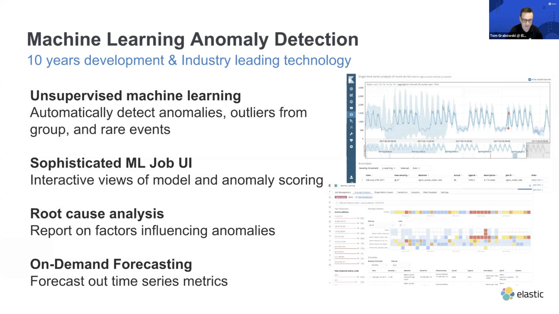This is something that the machine learning team at Elastic has been working on for 10 years now. It actually was a separate company that joined forces with Elastic about 4 years ago, and they have been building a time series model of your typical logs, metrics, event type data, maybe telemetry, and looking at that data to detect anomalies or outliers from a group. If you have unusual users, unusual IP addresses, or rare events, I'll show you some of that in the demo.